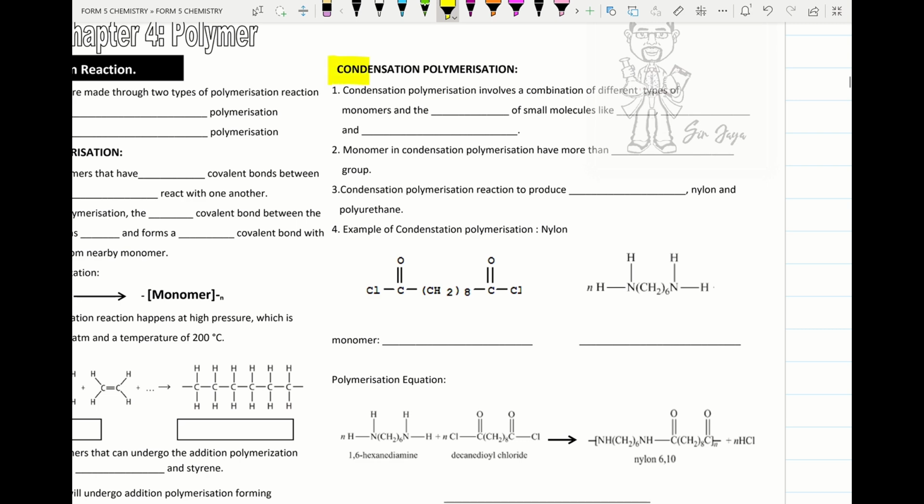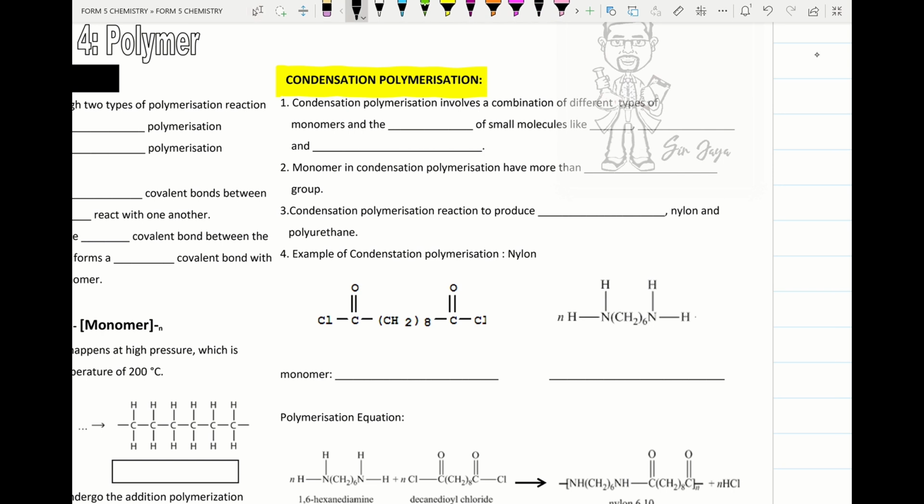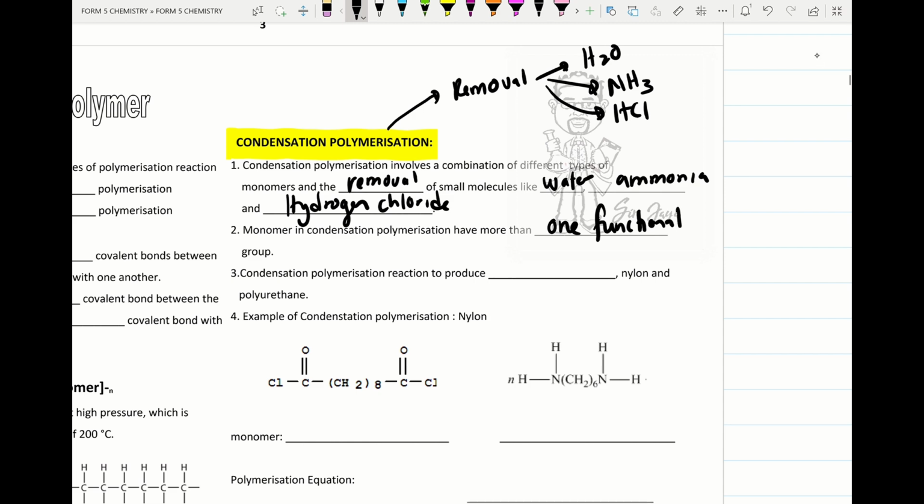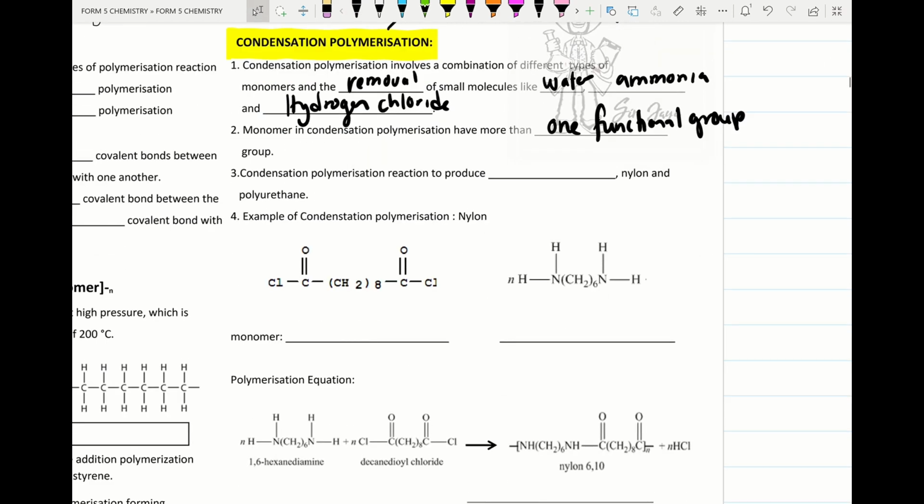Another type of polymerization is known as condensation polymerization. Condensation polymerization involves combination of different type of monomers and removal of small molecule like water, ammonia, and hydrogen chloride molecule. Please remember, during condensation polymerization, removal of molecule like water molecule, ammonia molecule and hydrogen chloride molecule occur. Monomer in condensation polymerization have more than one functional group. Next, the condensation polymerization produce terylene and nylon.